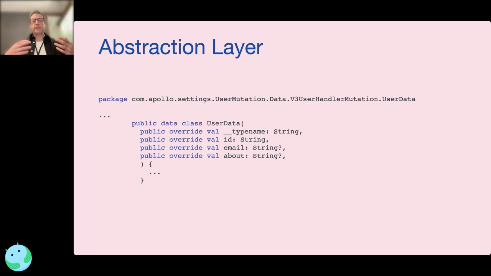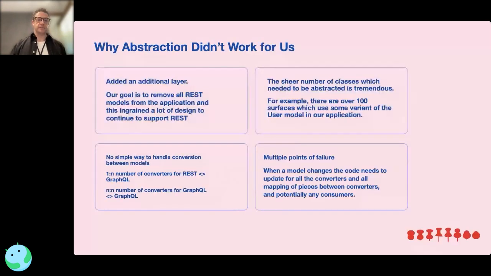And so this didn't work for us because it was adding these additional layers, and our goal is to remove all the REST models from the application. It ingrained so much continued support. It ingrained fields that were no longer useful. If there was something kind of crazy, like the email had been a single field object and it should have just been a string, and so we changed that, it hardened us to keep that support for that email object.